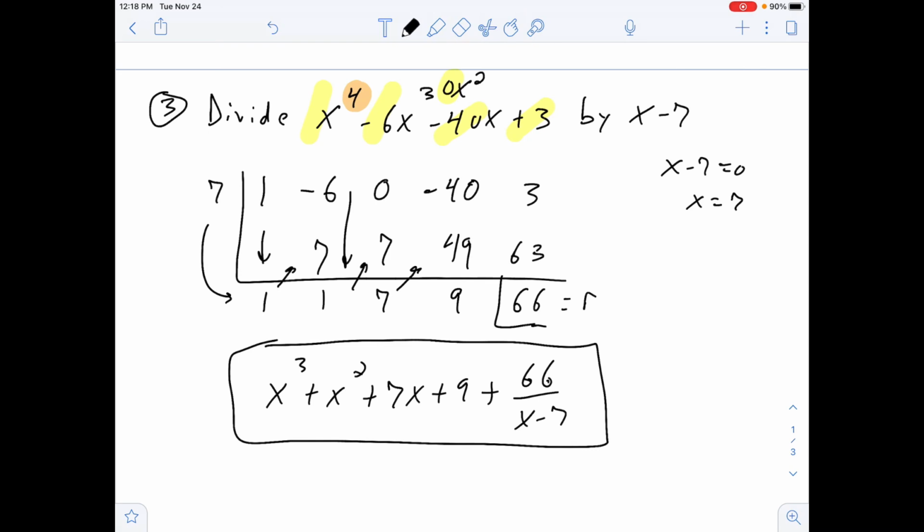All right, so that takes care of synthetic division, and next time I will show you how to use synthetic division to help you find zeros of a polynomial. All right.